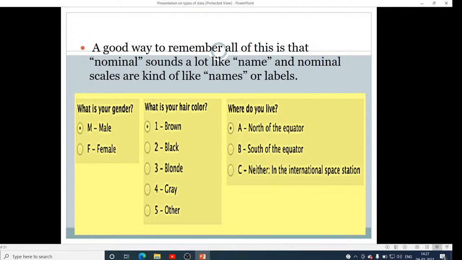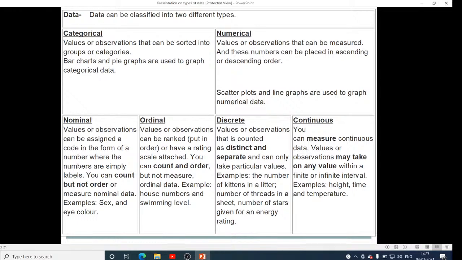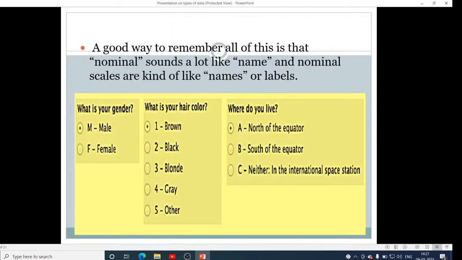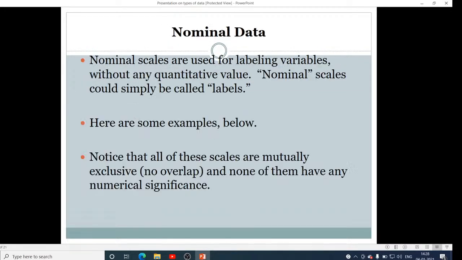Then, what is your hair color? We give 1 as brown, 2 as black, 3 as gray, and some different options. We are giving labels differently based on the question or based on the data. Okay, we are giving coding. So this type of data is called nominal data. Simply, nominal data is called labels.